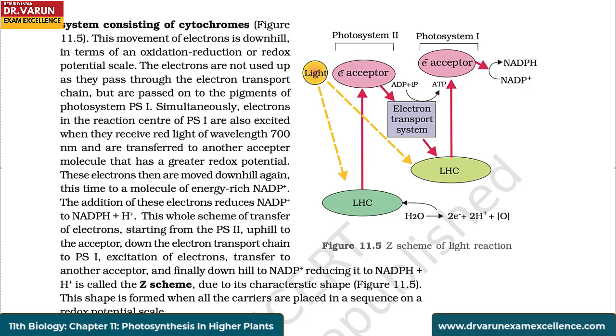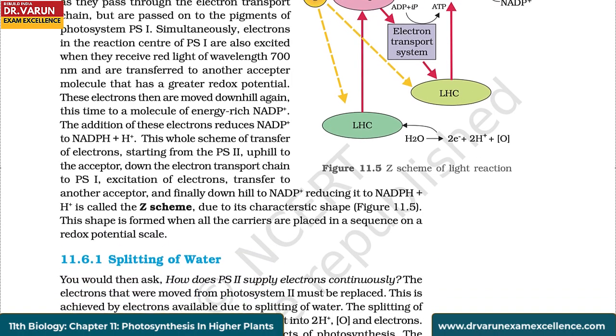pigments of photosystem 1. Simultaneously, electrons in the reaction center of PS1 are also excited when they receive red light of wavelength 700 nanometer and are transferred to another acceptor molecule that has a greater redox potential. These electrons then are moved downhill again, this time to a molecule of energy-rich NADP+. The addition of these electrons reduces NADP+ to NADPH plus H+.